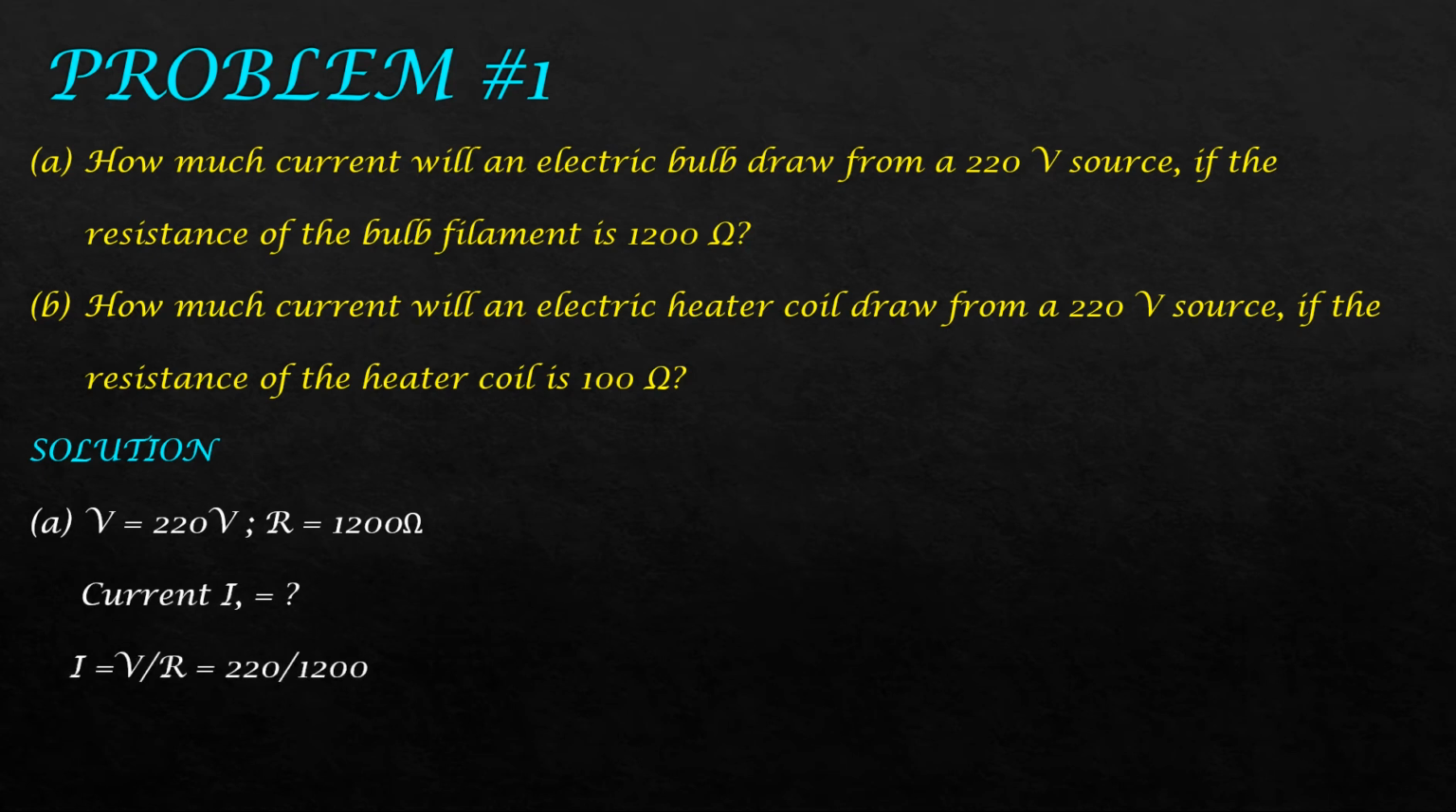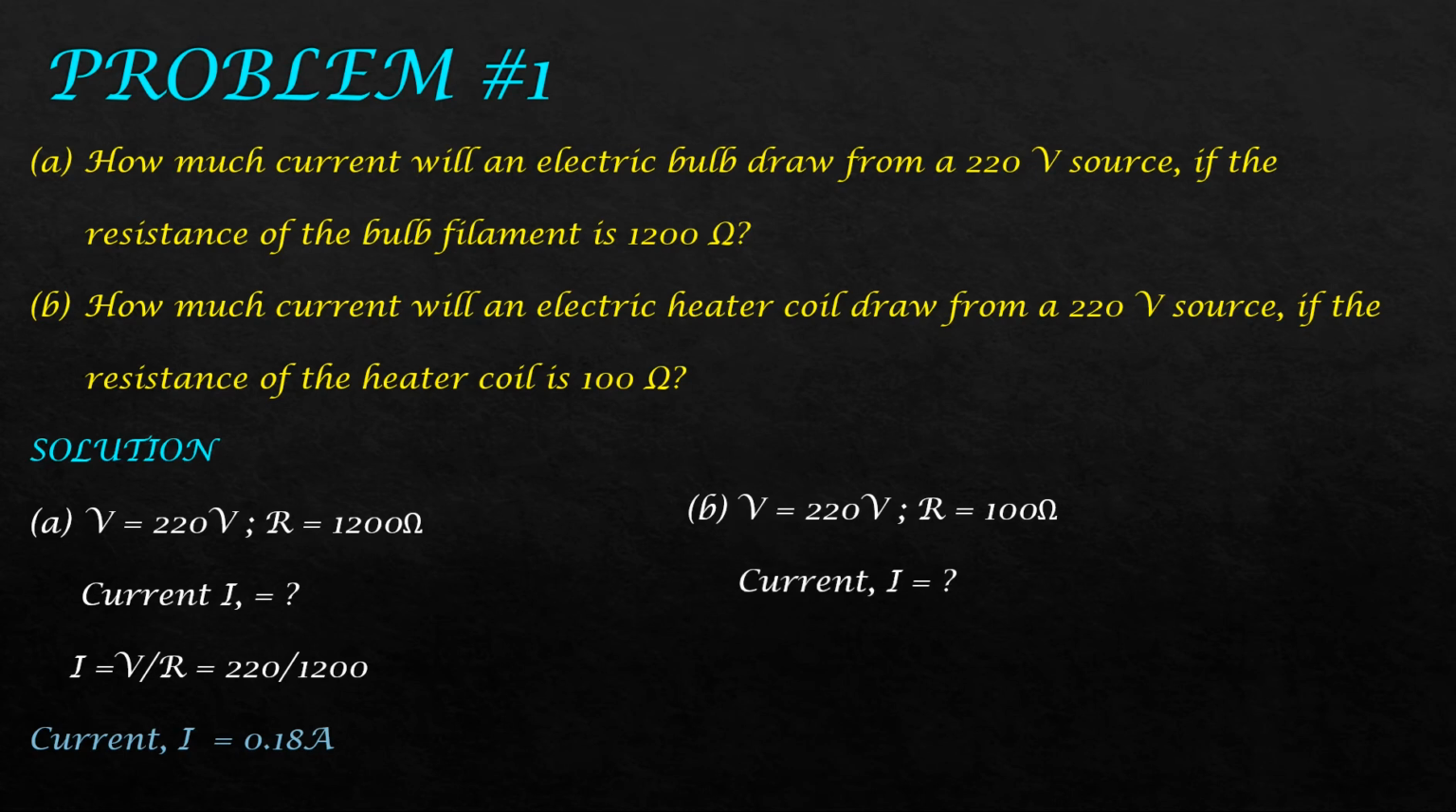So I can write I is equal to V by R, and on substituting and calculating, I get current I to be 0.18 amperes. Similarly, for the second question, we have the same voltage source, but the resistance here is 100 ohms, and the current is V by R, which is 220 by 100, and on calculating I get current to be 2.2 amperes.